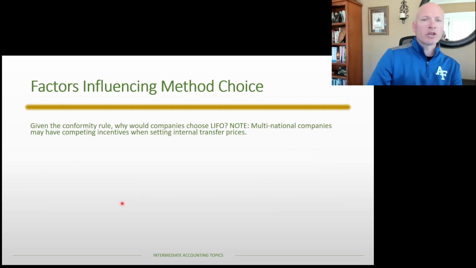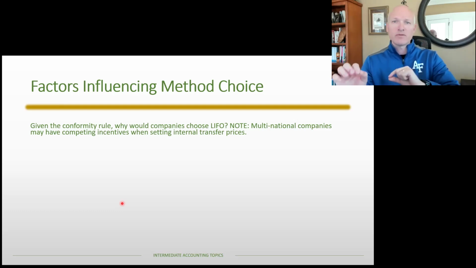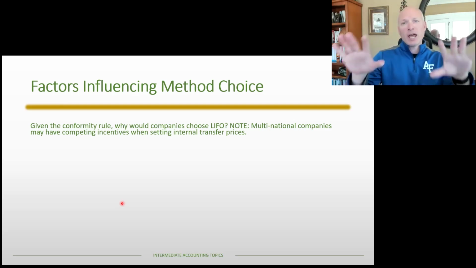A couple of things with the conformity rule, and something we've got to think about with multinational companies, because there's two things going on. With LIFO, you obviously care about the potential tax benefit. And at the same time, multinational companies have to think about transfer pricing, because I can use cost flow assumptions to shift income from one tax jurisdiction to a different tax jurisdiction.